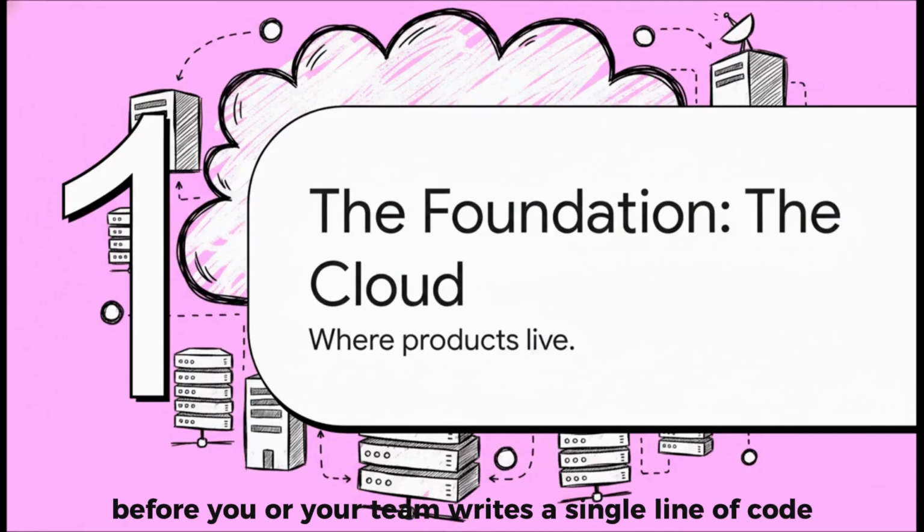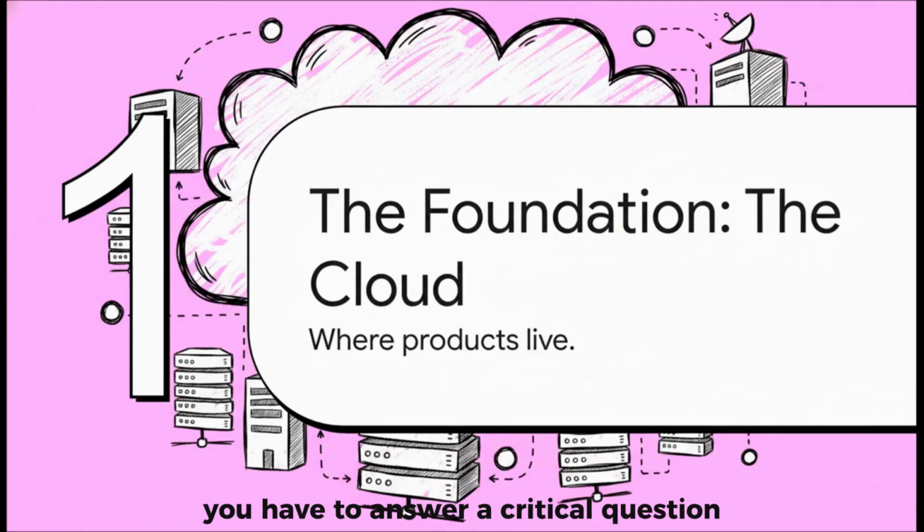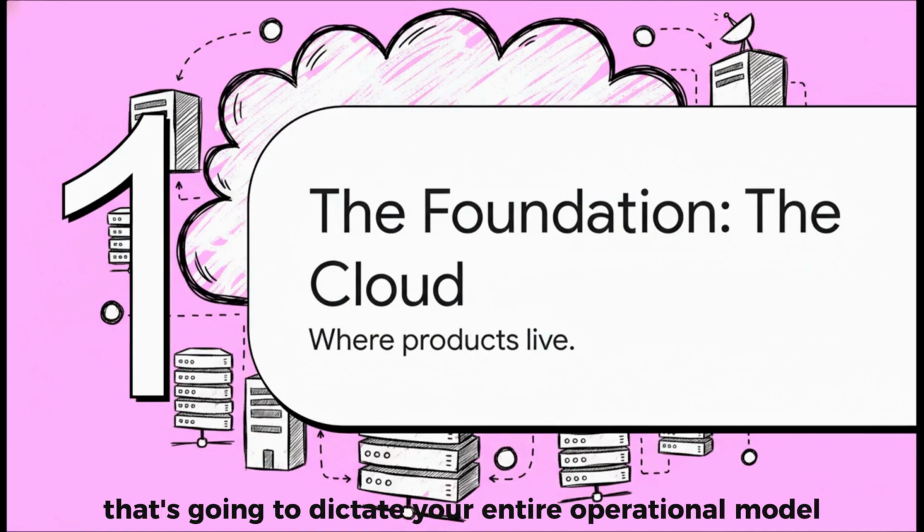Look, before you or your team writes a single line of code, you have to answer a critical question. Where is this thing going to live? And for pretty much every modern application, the answer is the cloud. This isn't just about following a trend, it's a strategic imperative. It's about scalability and speed. This is a fundamental architectural choice that's going to dictate your entire operational model.